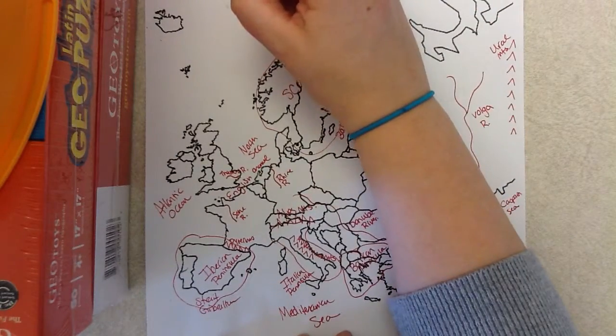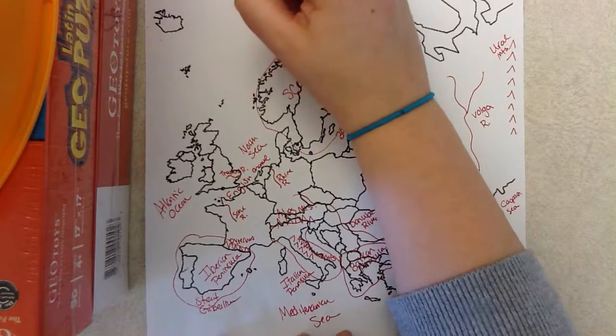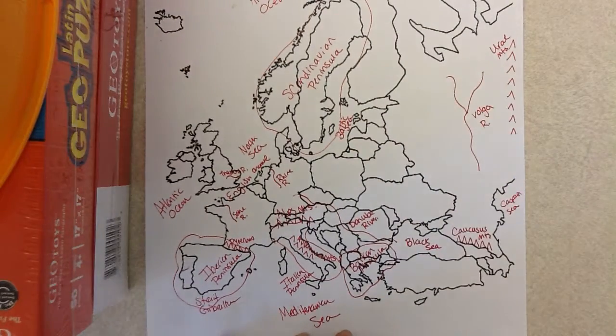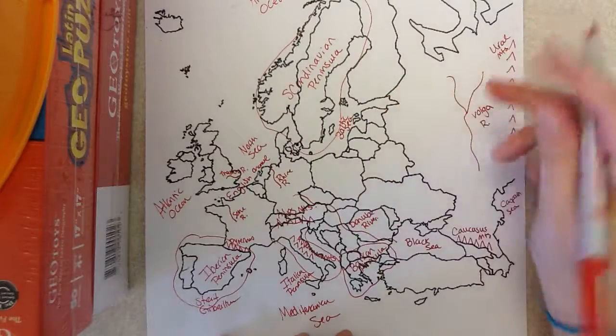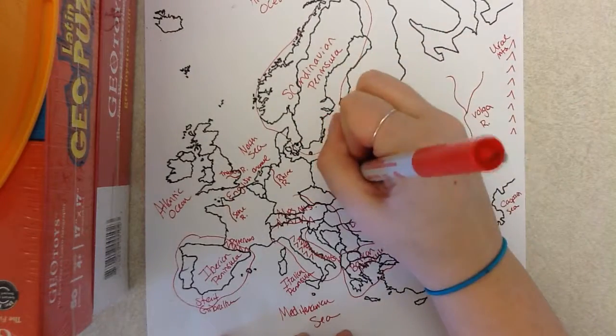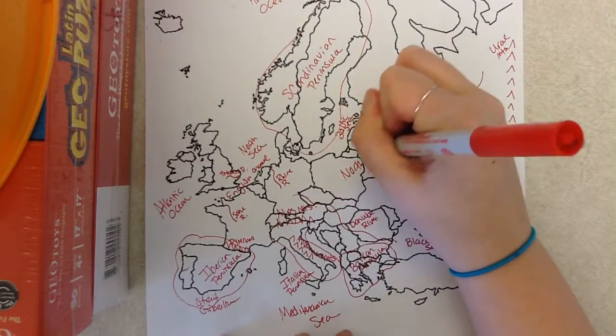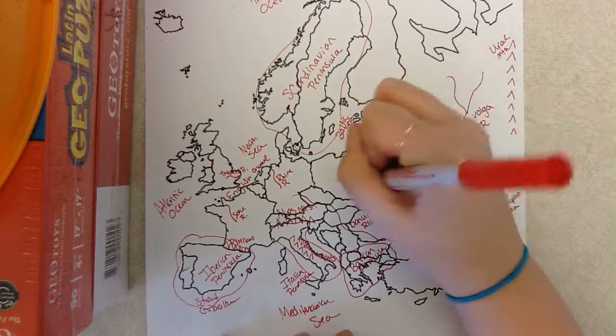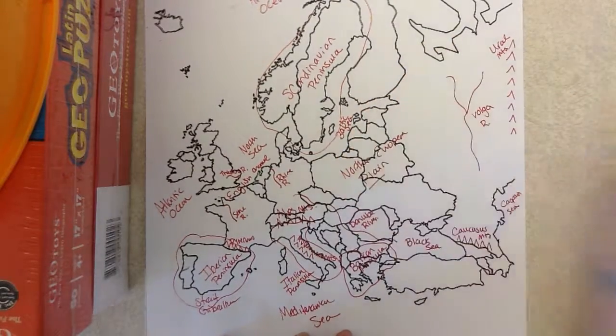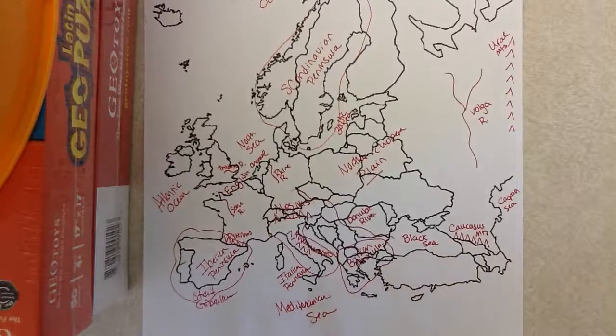I'm going to add the Arctic Ocean up here. And then the last feature that I need to include is going to be our plain, our Northern European Plain. Right in there. Okay? So those are your important features that you need to know for our upcoming quiz.